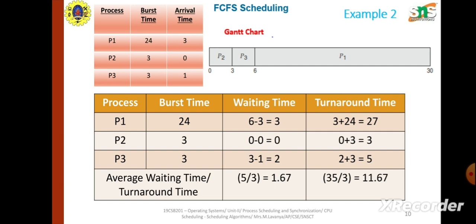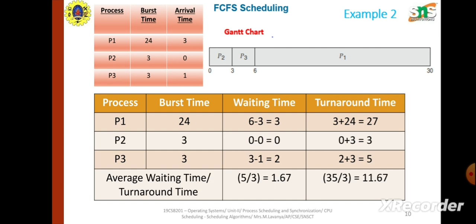To find the average turnaround time, we have to sum all these three values. 27 plus 3 plus 5 divided by 3. Its value is 11.67. This is the average turnaround time. In this, all these processes have different arrival times. We are allocating the Gantt chart on the basis of the first arriving process and the first arrival time. The process which arrives first will be allocated to the CPU.